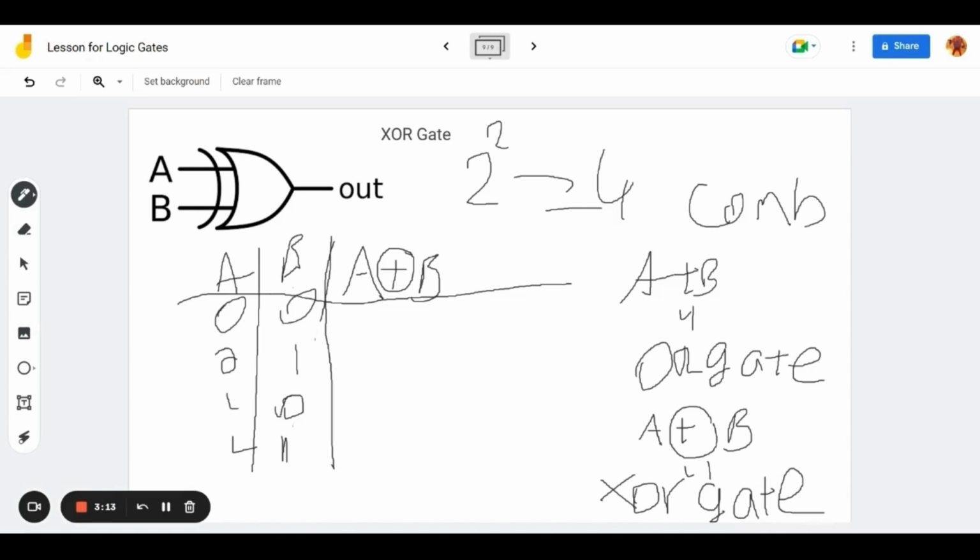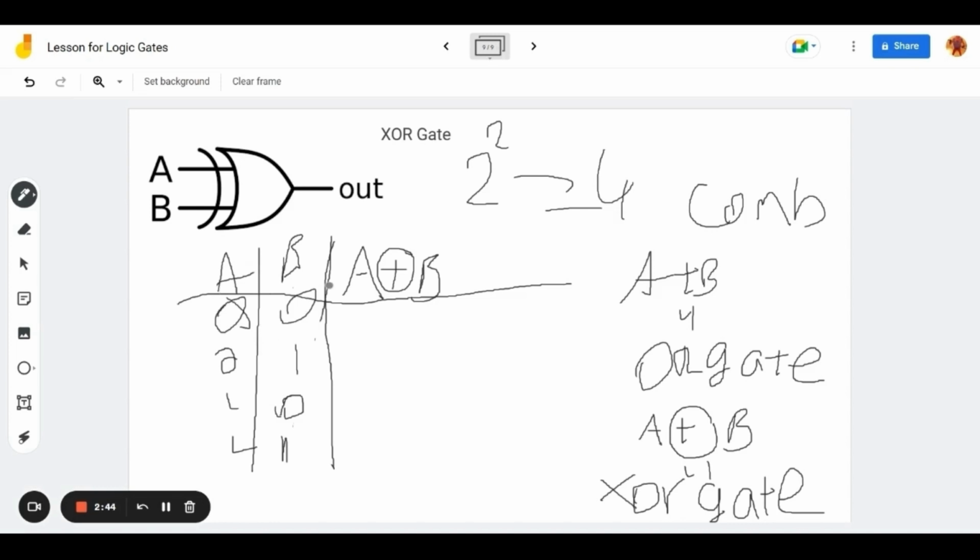Equals to XOR gate. So basically, what an XOR gate does is very similar to an OR gate, except it's just one or the other. What I mean by that is that the XOR gate looks at the two values of A and B, and it chooses one value or the other, and it's always going to choose the value that's on.